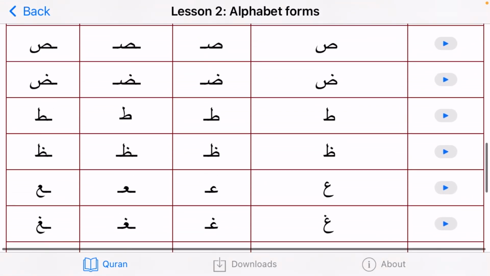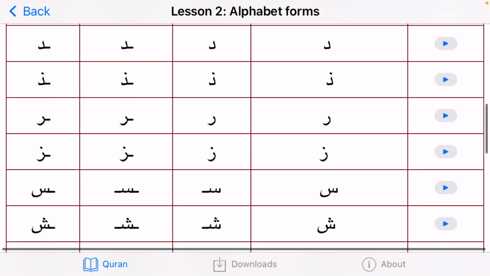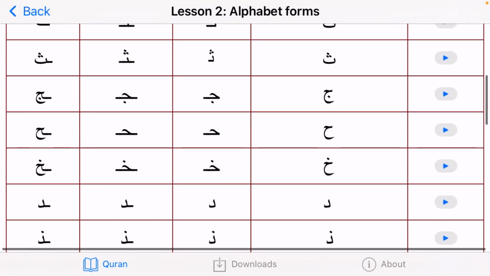So just have a look at this, and inshallah practice wherever you can, and inshallah in the next episode we'll look at only the initial forms and not everything jumbled up together.